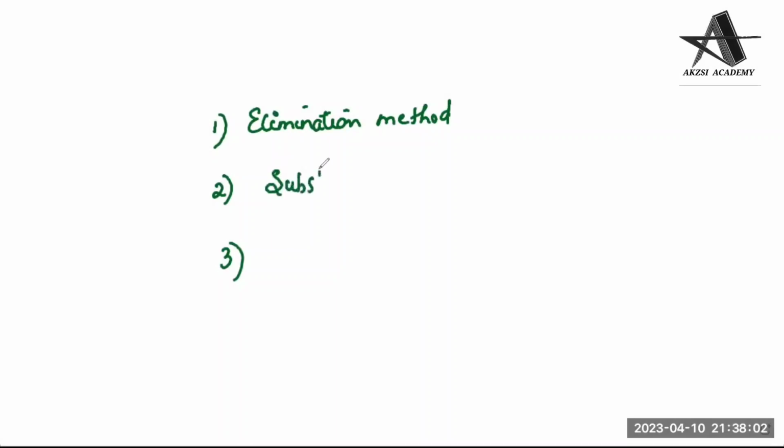Basically, there are three types by which we can solve simultaneous equations. The first method is called elimination method, which is widely used for linear simultaneous equations. First is elimination method, second is substitution method, and last one is graphical method.